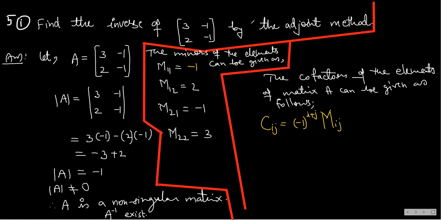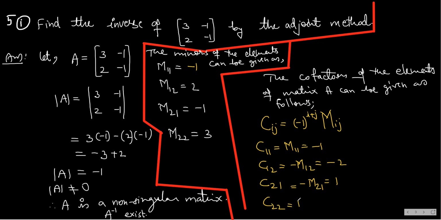So here I have C11. C11 is M11. We know it is the same because 1 plus 1 is 2, which is even. So it is -1. Then C12 is negative M12, which is -2. Then C21 is negative M21, which is negative of -1, which is 1. And C22 is M22, which is 3.